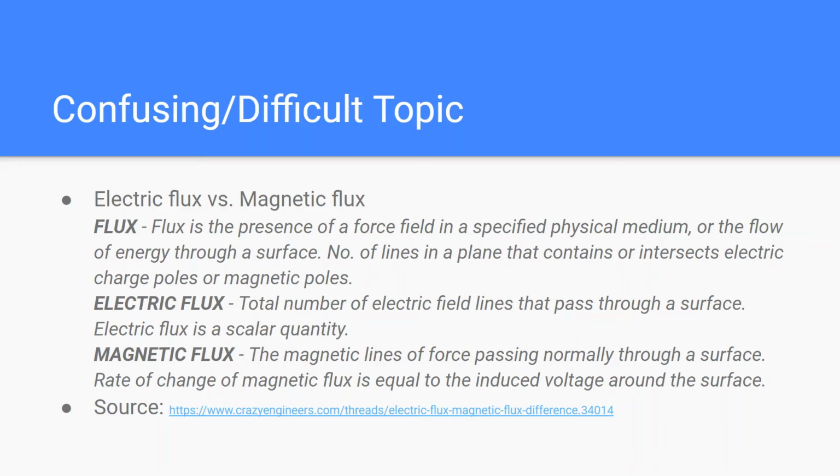And for magnetic flux, the magnetic lines of force passing normally through a surface is what matters, and the rate of change of magnetic flux is actually equal to the induced voltage around the surface.